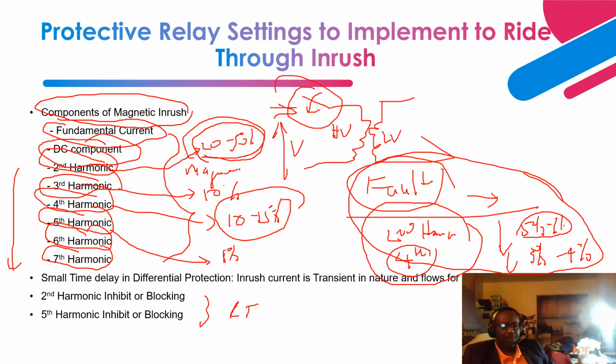Another condition that can occur during energization is overexcitation. During energization, because we have a no-load condition, no load is connected over here, and your low voltage side is energized and has some voltage in it, with no connected load, you can experience an overvoltage condition, which can result in overexcitation.